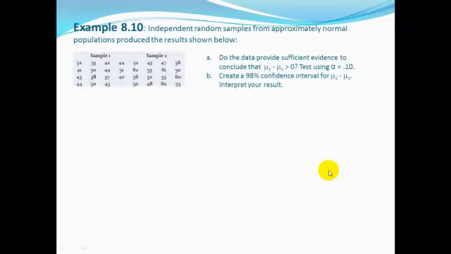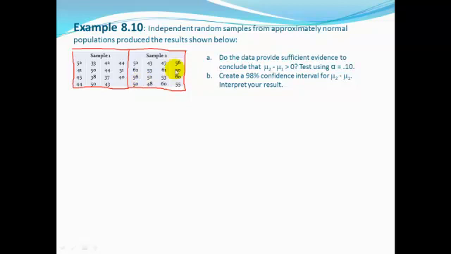Independent random samples from approximate normal populations produce the following results. Look, we have two samples. We have sample 1 information here and sample 2 information right here. And what we want to do is compare the means from the population that these two samples were selected from.